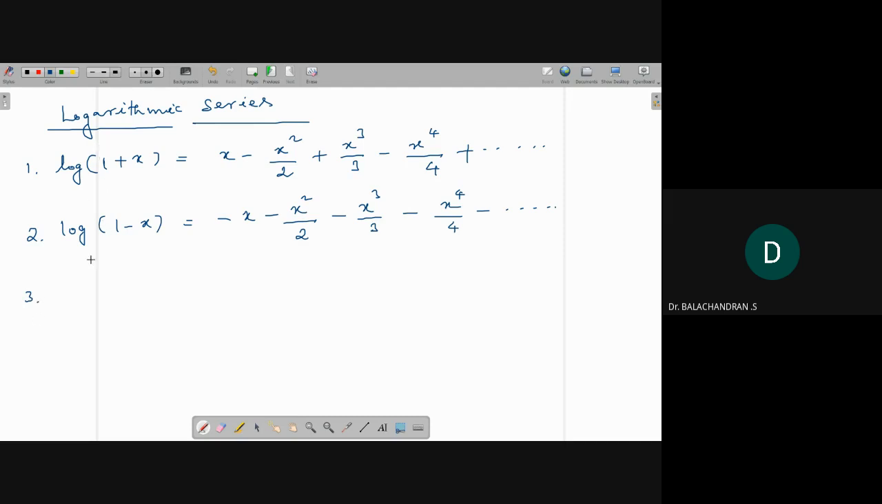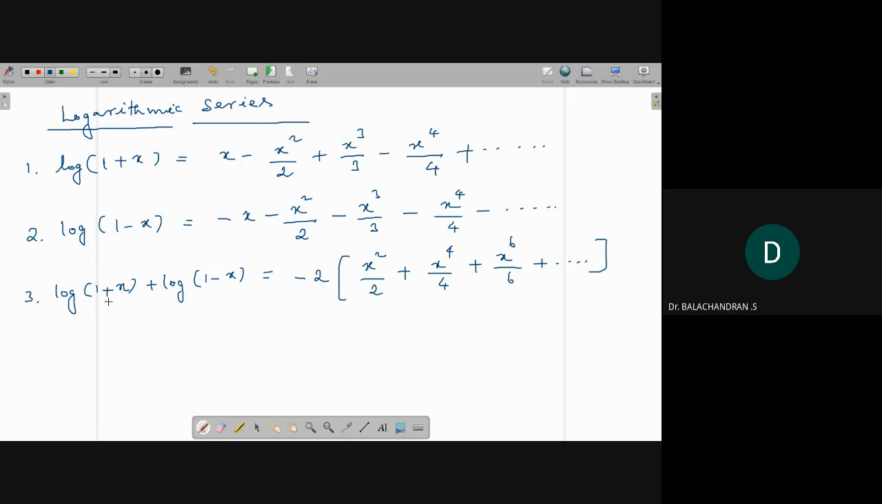if you add these two, add the left hand side, you'll get log of 1 plus x plus log of 1 minus x. If you add the right hand side, x and minus x get cancelled, x cube term gets cancelled, only you have even powers of x. If you add these two, you'll get minus 2 times x square by 2. So I'll take minus 2 common. Then you'll get minus 2 times x power 4 by 4, so remaining is x power 4 by 4. Next term should be x power 6 by 6 plus and so on.